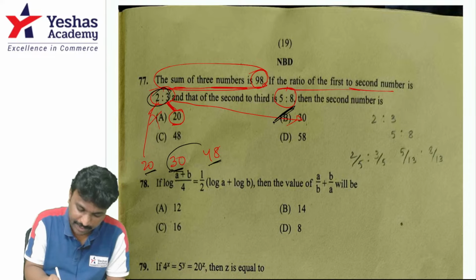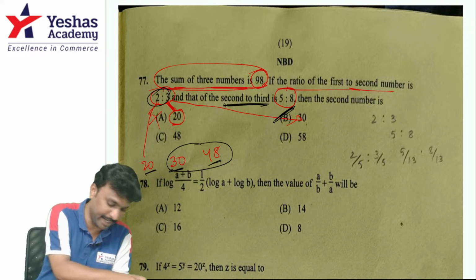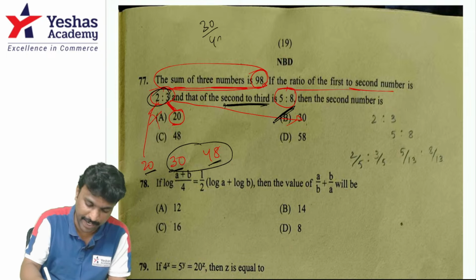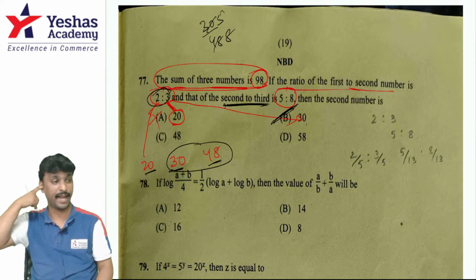Now, we have to take the ratio of second and third numbers. It should be 5 by 8. So, 30 by 48, 6 5s are 30, 6 8s are 48. So, it is 5 by 8 only. Therefore, option B itself is the right answer.